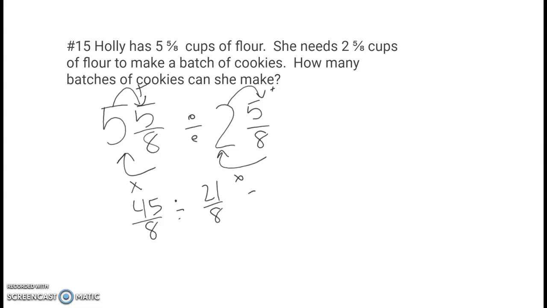I'll write over here. So I have 45 over 8 stays the same. Change the division to multiplication. Flip my second fraction over. I do see some common factors, so I can simplify.